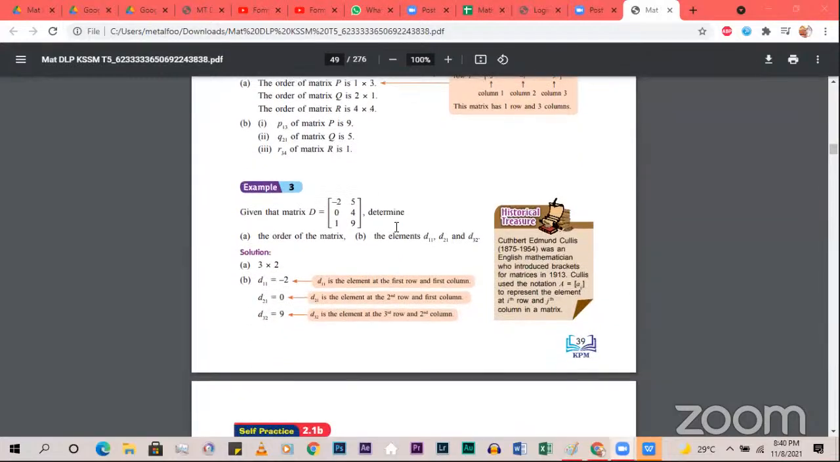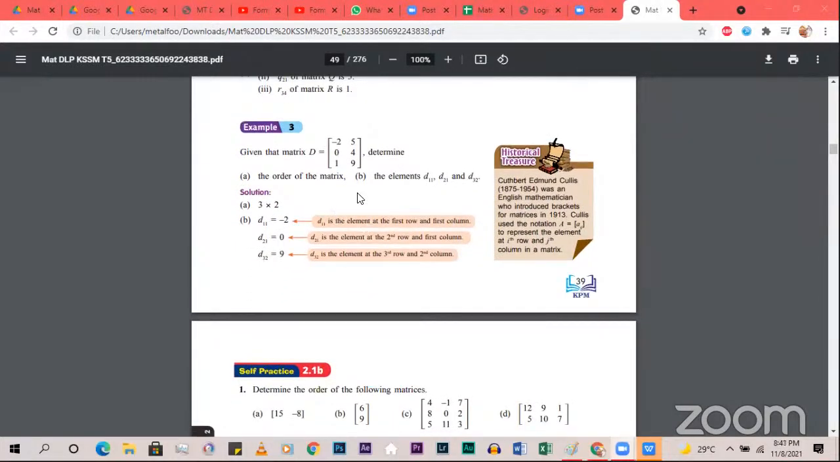Example three: given that matrix D equals -2, 5, 0, 4, 1, 9, determine the order of the matrix. So again, 1 row, 2 rows, 3 rows, so 3. How many columns? 1, 2, so 3 times 2. The elements D11, D21, and D32: D11 will be this, D21 will be this, D32 will be this. All right.